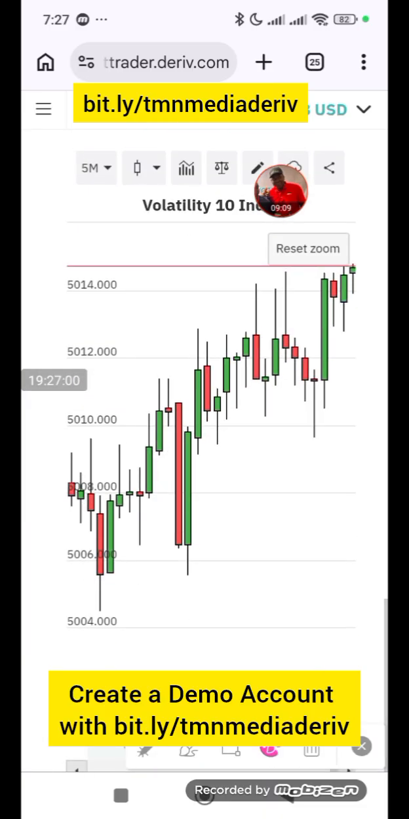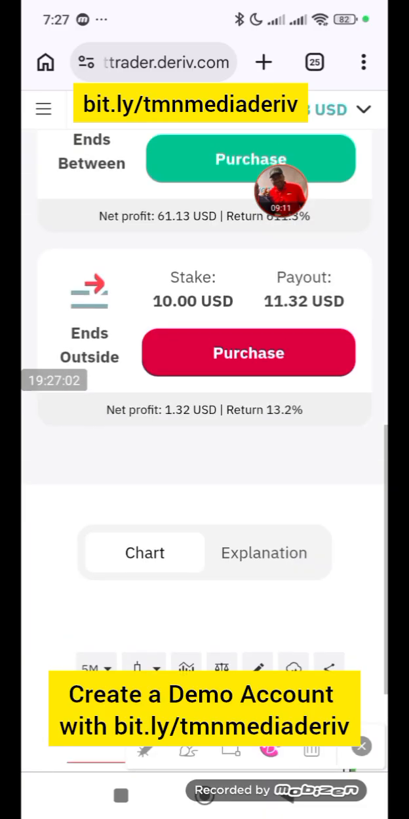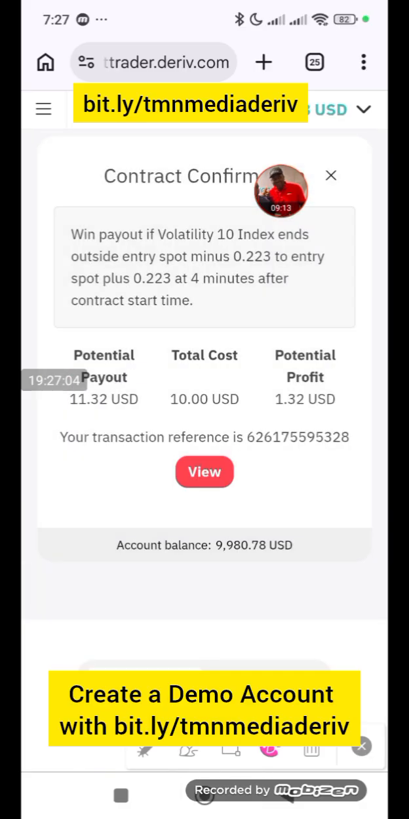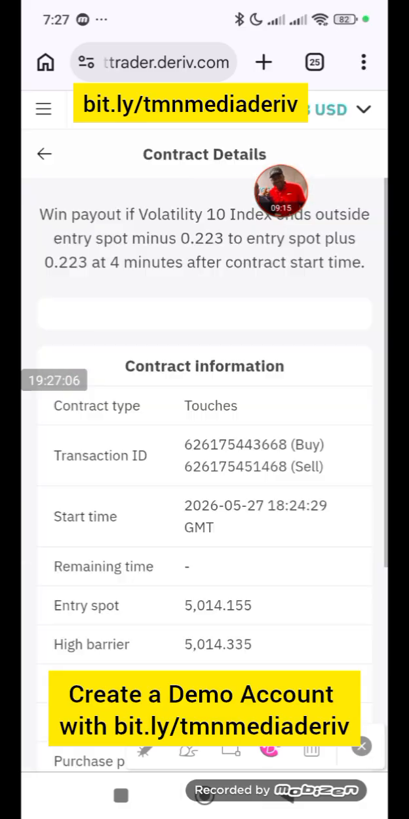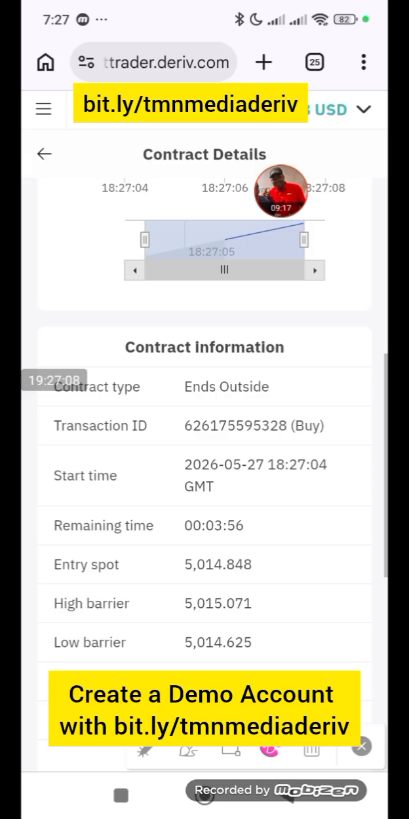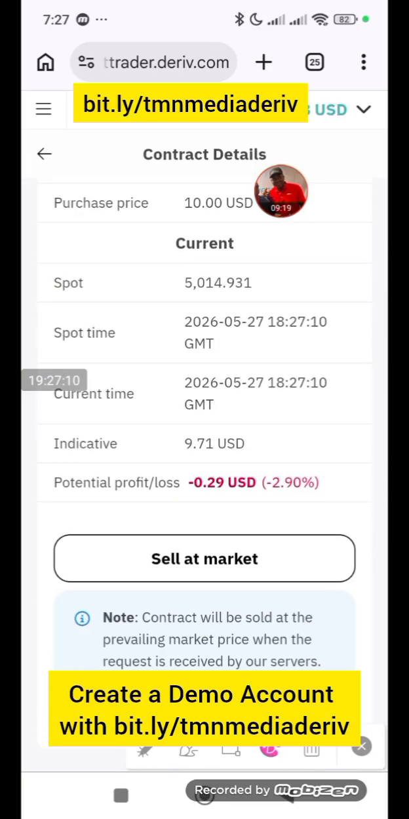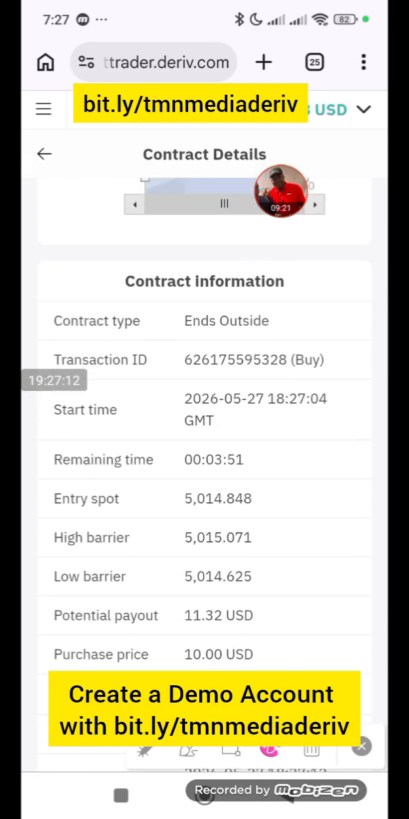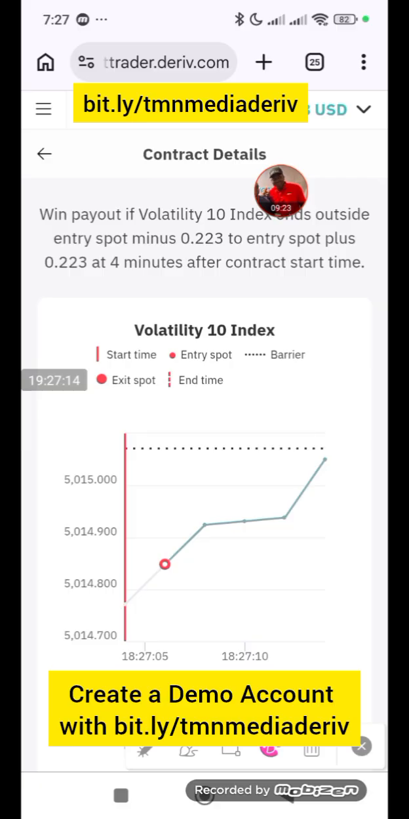So as an example of this one, I can click on this now and say ends outside, so that I can show you. You can see it will give me 13%. Okay, the setup I did is for 4 minutes. So it's going to give me 13%.